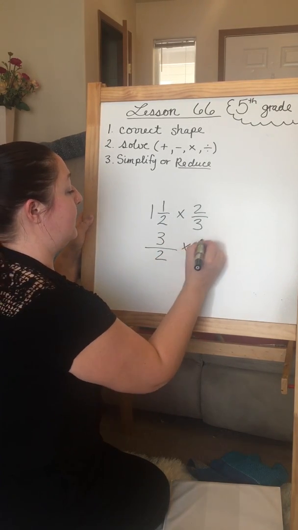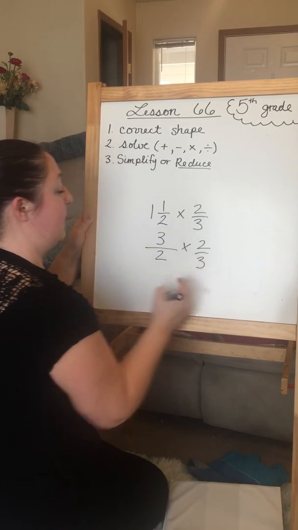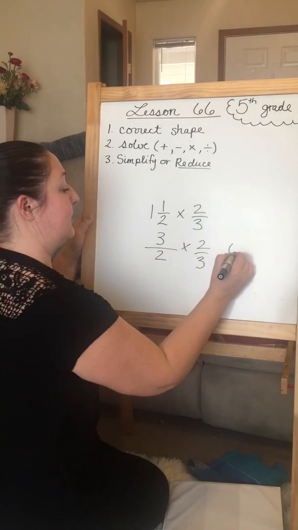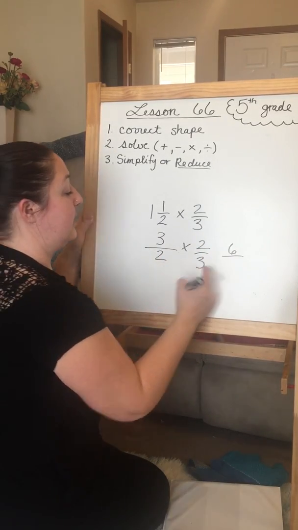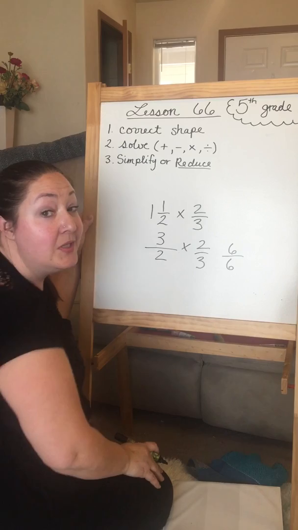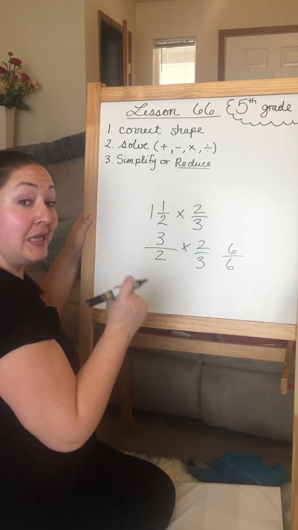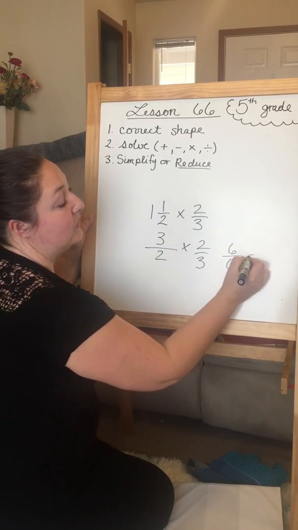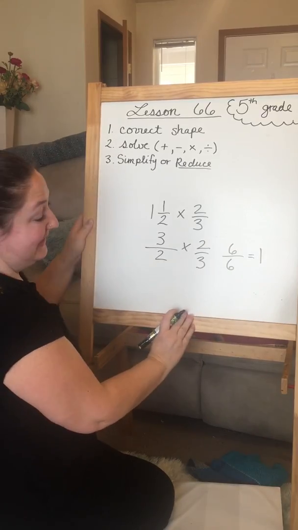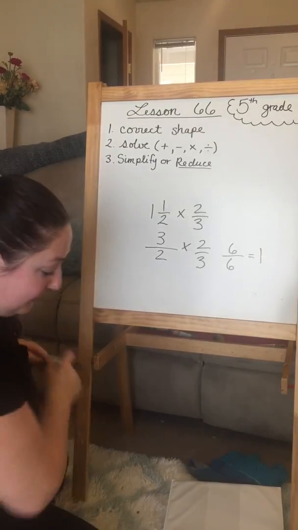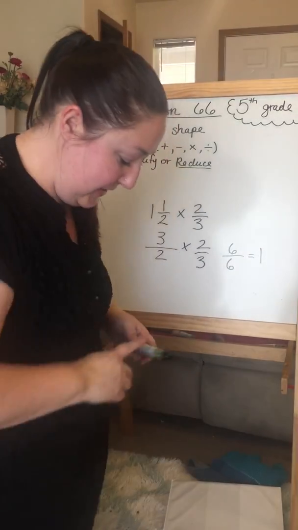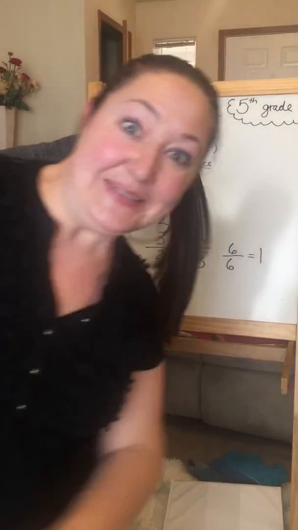All right. So now we have 3 times 2 is 6. 2 times 3 is 6. And what happens when the same number is on top of the same number? It equals 1. Okay, so that should be it for lesson 66. Just do the rest of your practice set, and you're golden.